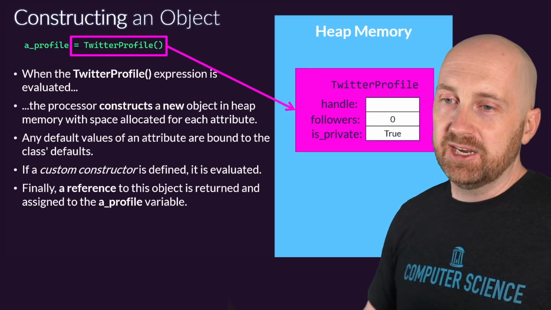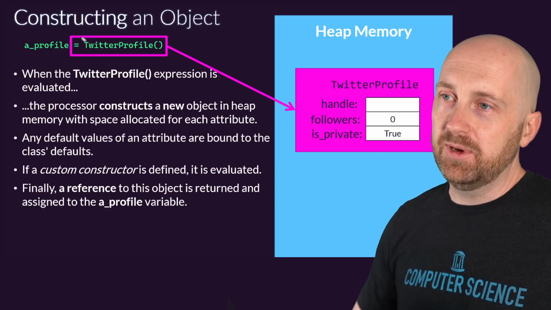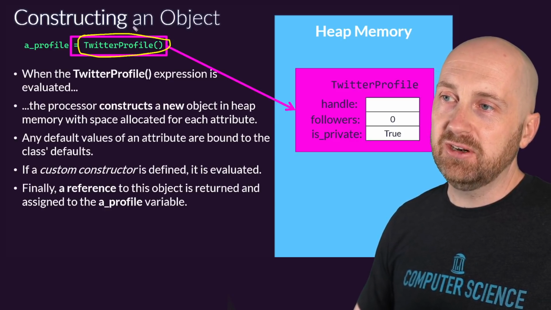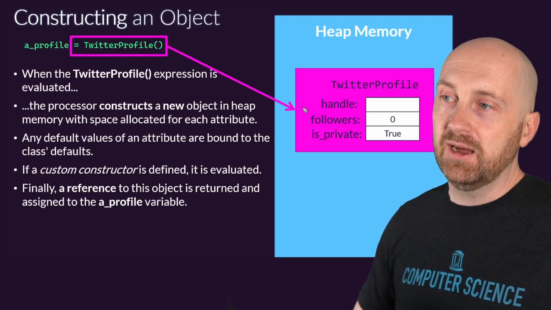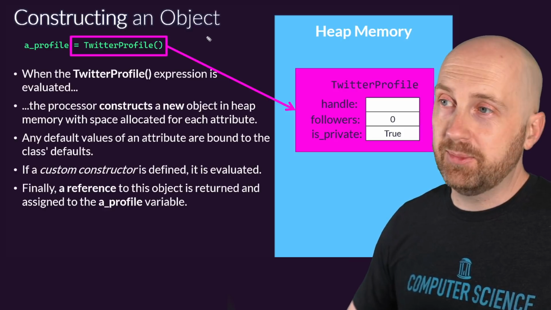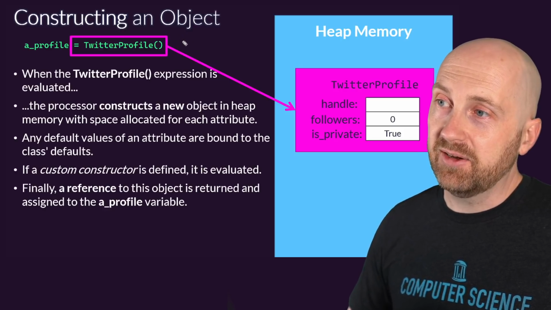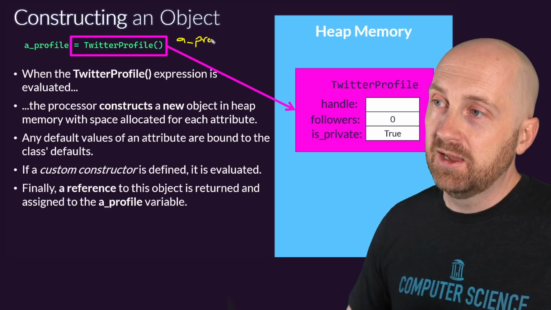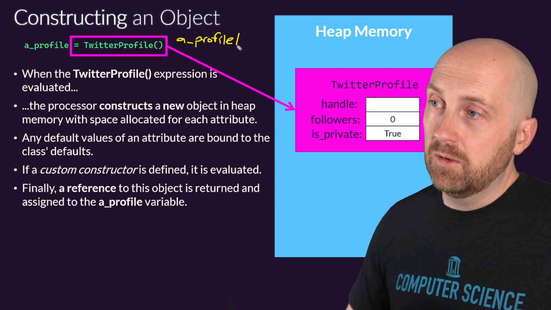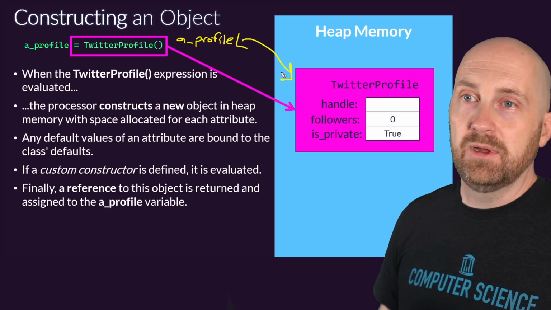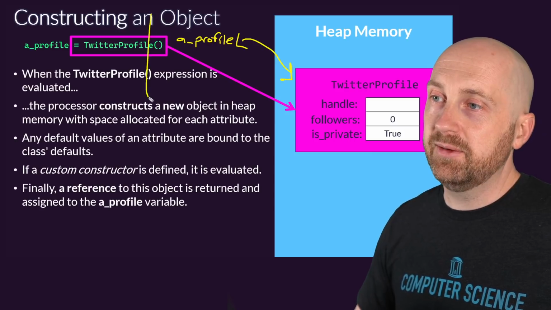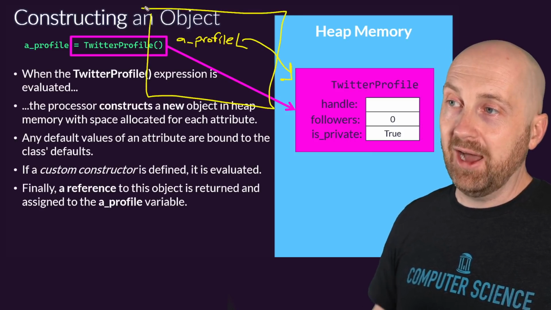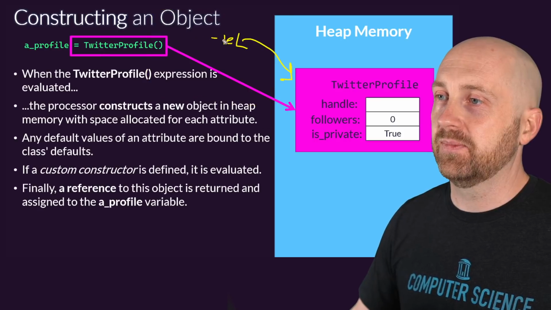When this expression evaluates, the return value is actually a reference to this Twitter profile object. So if we were thinking about how we would represent this in a memory diagram, we would have a variable a profile, and after that line of code evaluated, it would refer to the object that was constructed on the heap. And remember, all of our variable names are going to be bound in frames on our stack.